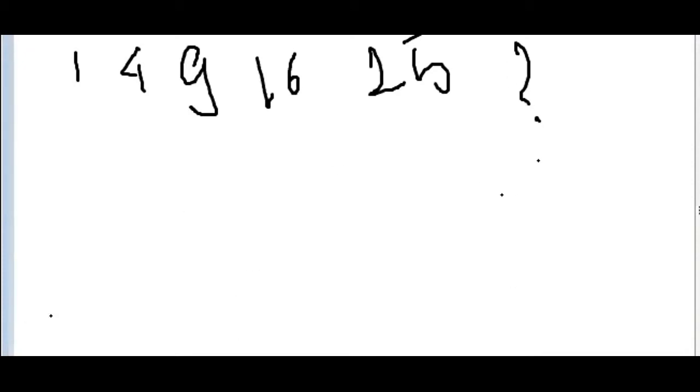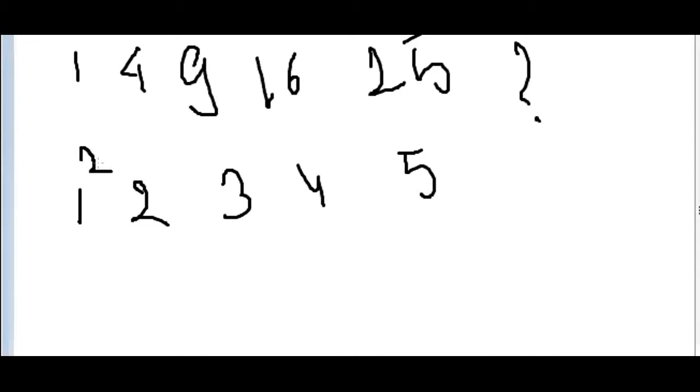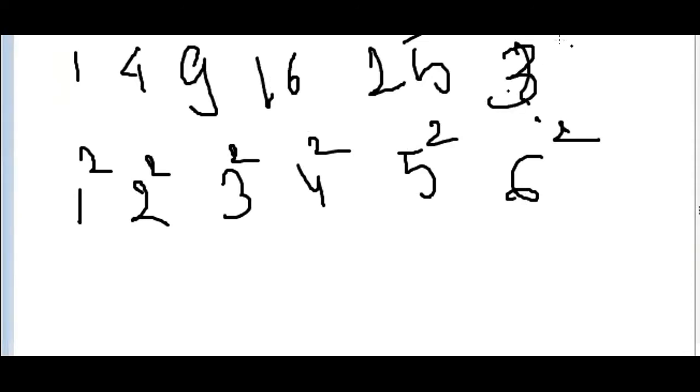So if you look at this series closely, then this series is the square of the numbers, that is 1, 2, 3, 4, 5. So when we square all these numbers, that is 1 square we get 1, 2 square we get 4, 3 square we get 9, 4 square we get 16, and 5 square we get 25. So definitely the next number that will follow after 25 is going to be the square of 6, which is 36. Okay, it is 36.